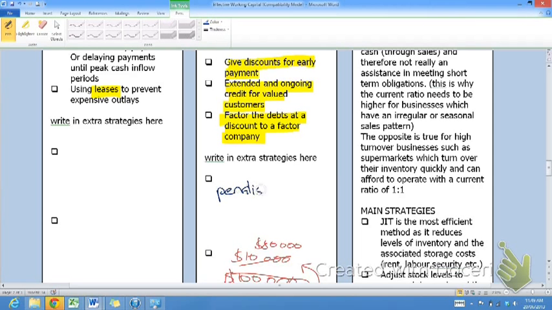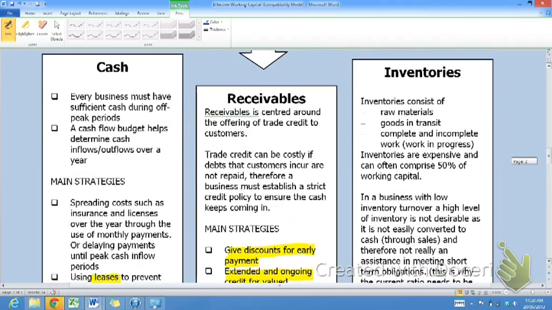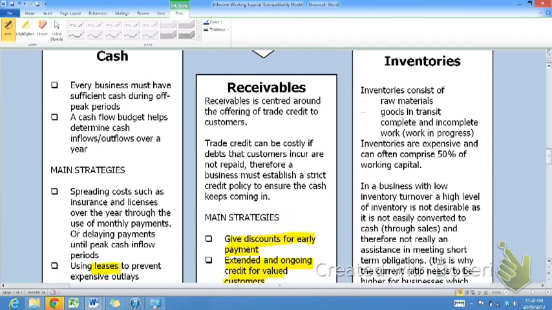Okay, so looking at penalising late payment, you could do that by charging extra interest rates. Okay, over on the right-hand side, the last thing we need to worry about is inventories. You really need to match the level of your inventory with your inventory turnover.